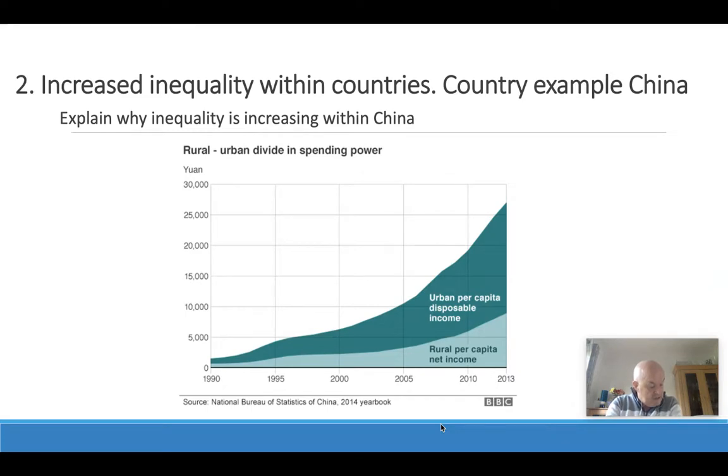On page 11 in your booklets, not only have you got the chart that we have here, which obviously tells a story, there is also some text which supports that too. So I pose a question: why do you think that inequality is increasing within China? Hopefully this gives some indication. We can see that from 1990 through to 2013, there is a significant difference between rural per capita net income and urban per capita disposable income.